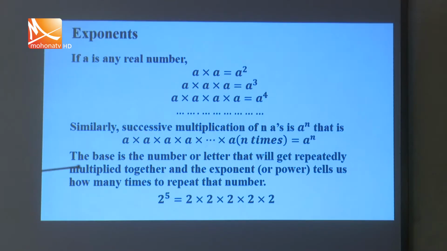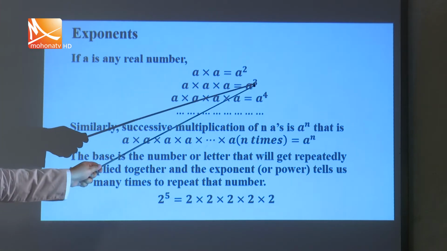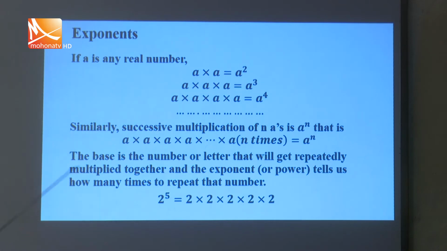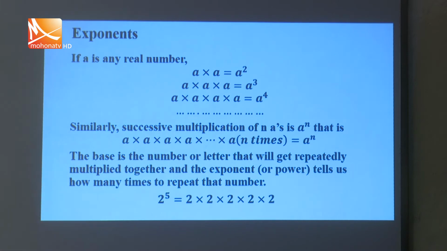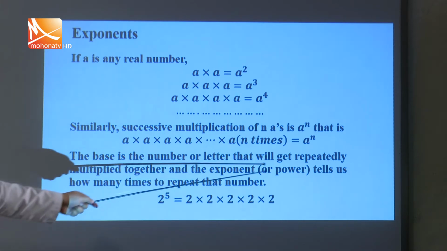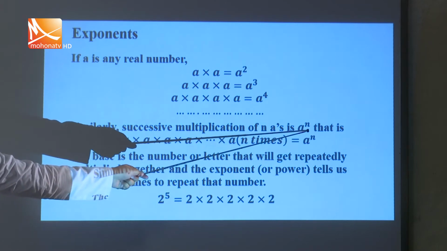Say you have any real number a. If you multiply this a by 2 times, you will get a square. If you multiply a by 3 times, you will get a cube. And similarly, if we multiply a by 4 times, you will get a to the power 4. These 4, this 3 and these 2, they are telling you how many times you have to multiply these a together, right? And similarly, if we multiply a by n times, we will get a to the power n. And here a is your base and n is your exponent.